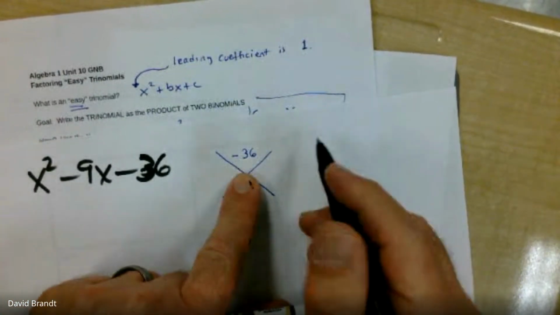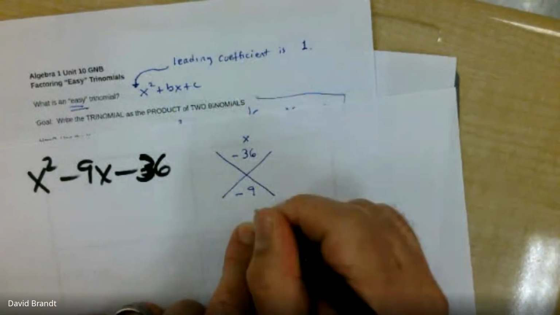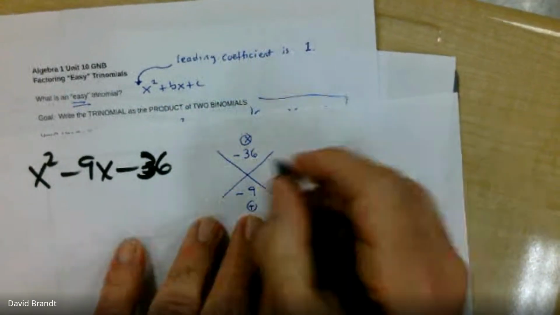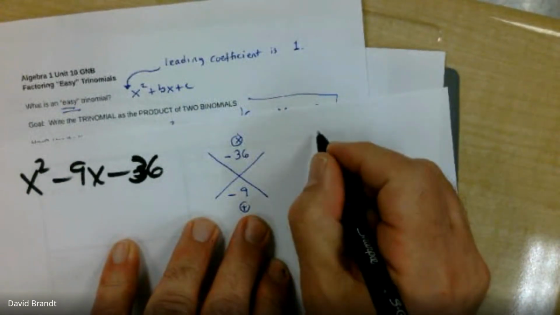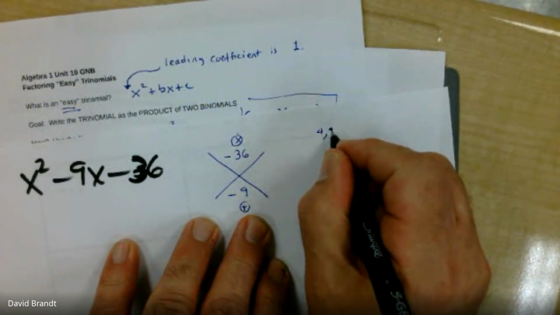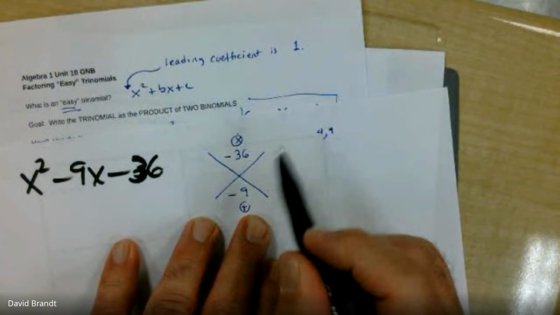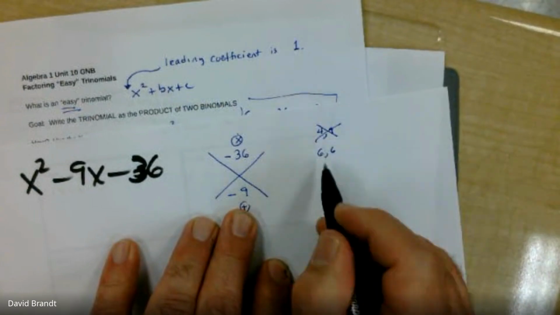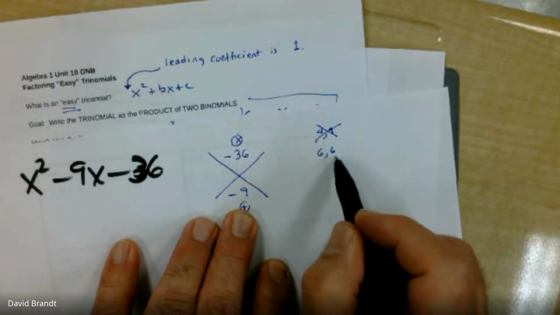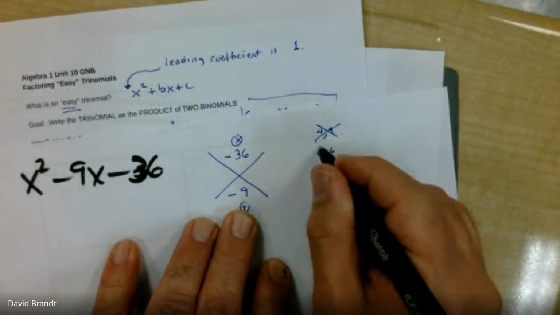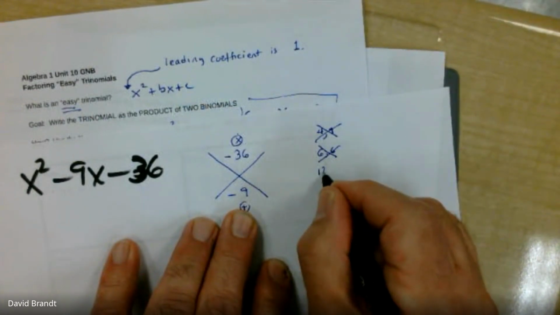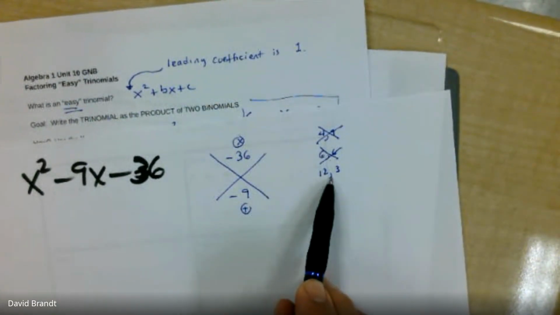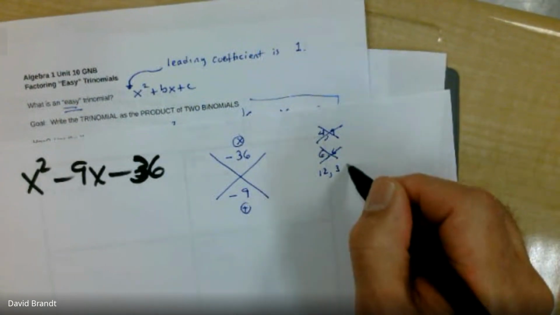Remember, it has to multiply to negative 36 and they have to add to negative 9. Let's write down some numbers that multiply to 36. 4 and 9. Is there any way that those numbers can add up to negative 9? Nope. 6 and 6, they multiply to 36. Is there any way those 2 numbers can add to negative 9? No. How about 12 and 3? Is there any way that you can make 12 and 3 come out to negative 9? Yes, you can.